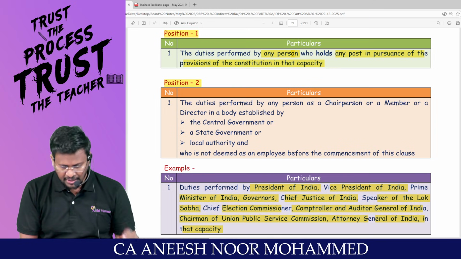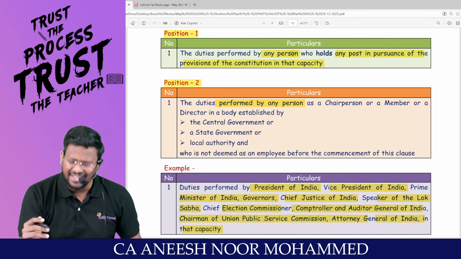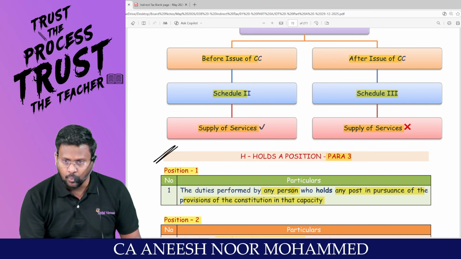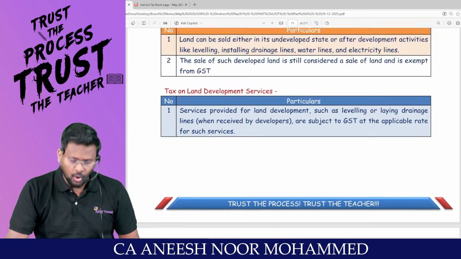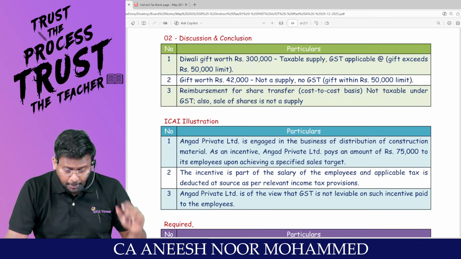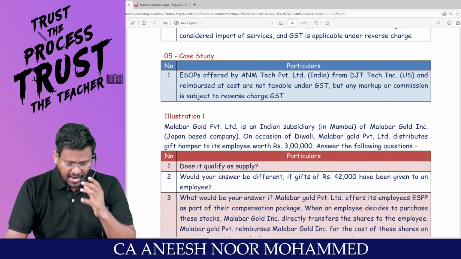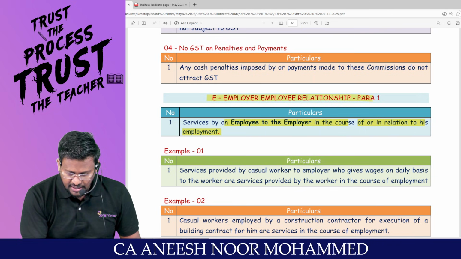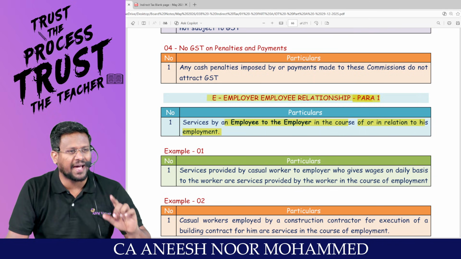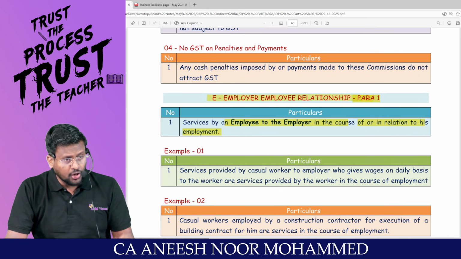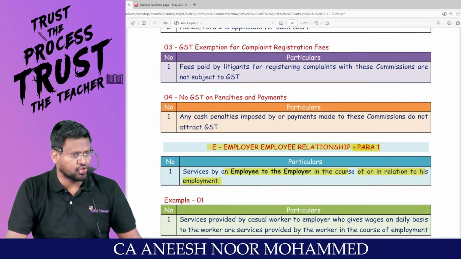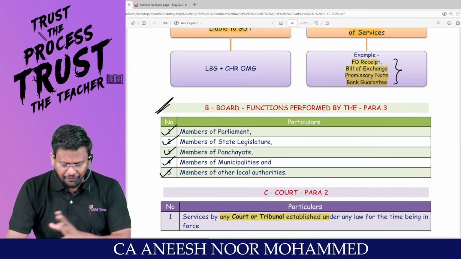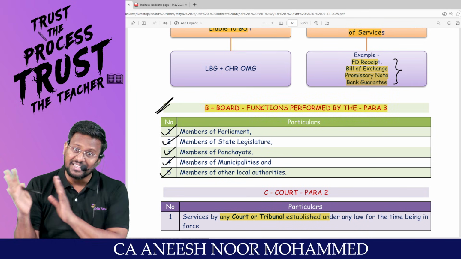Position number 2: duties performed by any person. That means you should understand one logic. Sir, this is para 3. What, man? H stands for what? Holds a position. If I go to the employee-employer relationship, look here, man. Sir, the employee-employer relationship is para 1. Certain people will not fall in the employee-employer relationship. Am I right, sir? Those people, they are covered in para 3. What is para 3? Other than para 1.